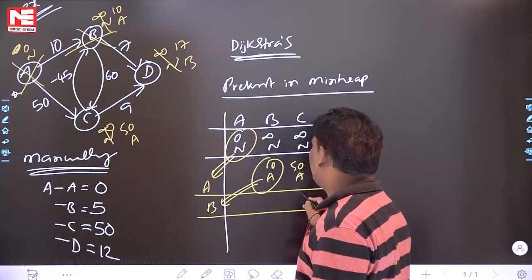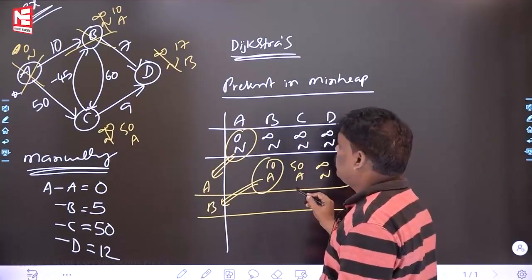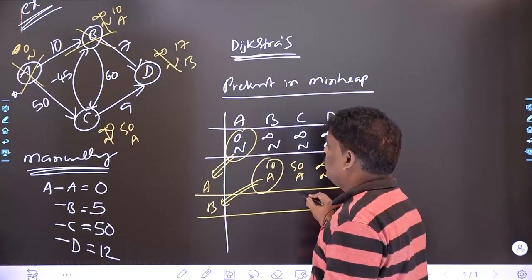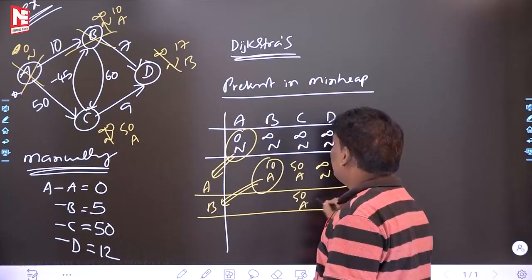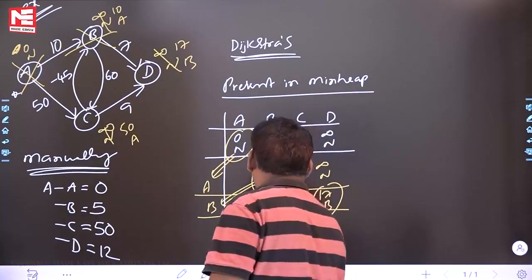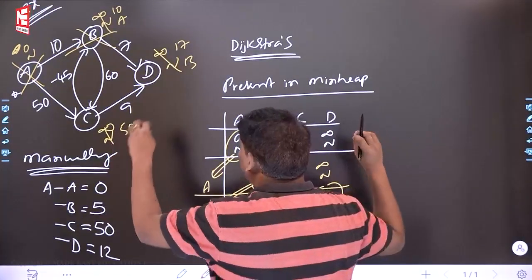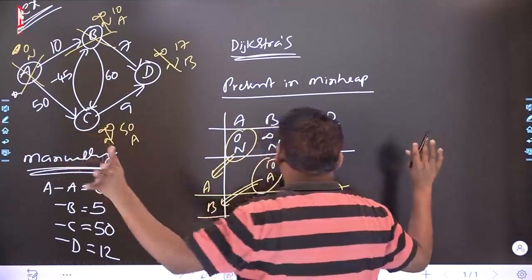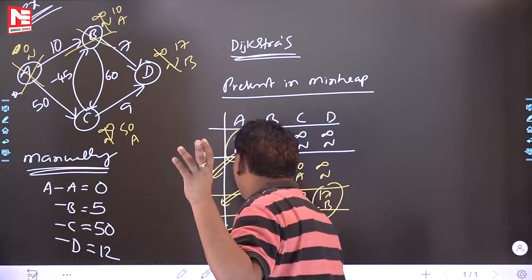After completion of B, let me write the answer. What is C now? 50 from A. What is D now? 17 from B. Like that. If you delete now, you know Dijkstra's algorithm, it is the same thing. Don't worry about negative or positive at all. Let me delete now. What is the answer? D came out.